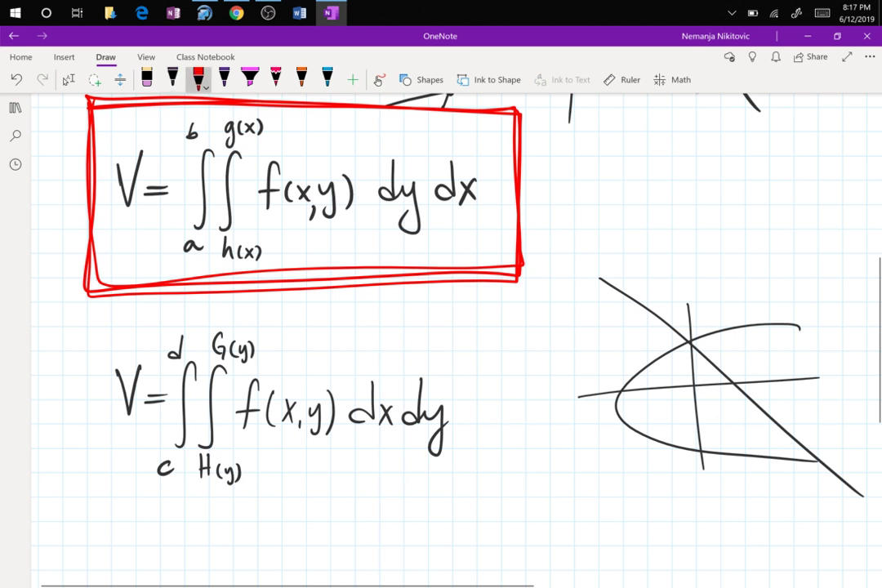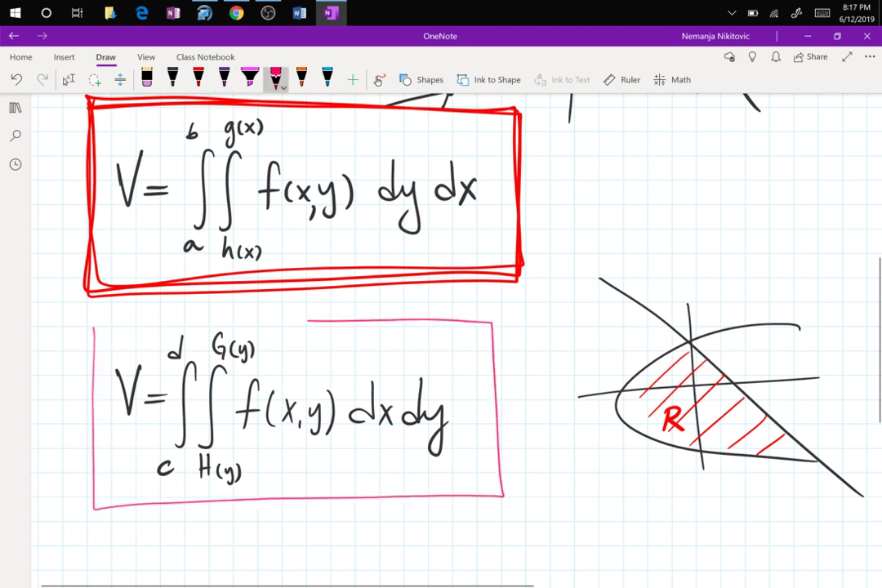So now your region R is sideways. Sometimes you will have to use this formula. It depends on what shape you have. If you have y squared, well, you have to use this side.